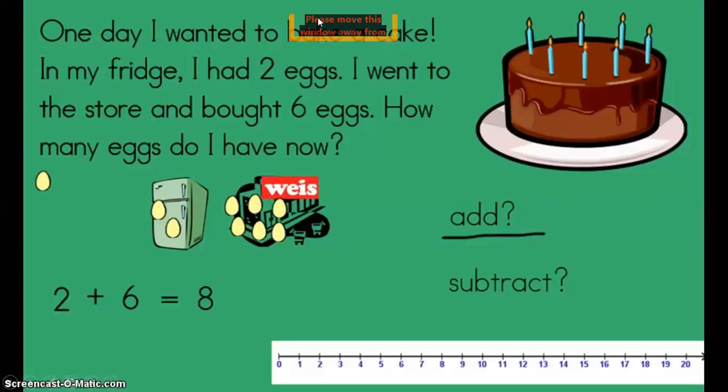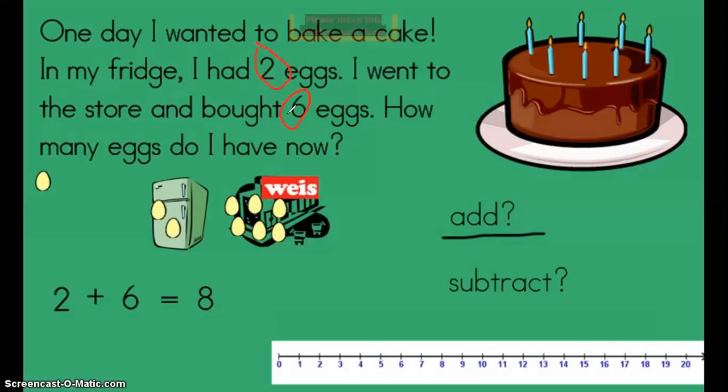So here I have, one day I wanted to make a cake. In my fridge, I had 2 eggs. So I have 2 eggs and I went to the store and bought 6 eggs. So I bought 6 more eggs. So here I have 2 eggs first and then I went to the store and bought 6 eggs. So that means I bought 6 more. So how many eggs do I have now?